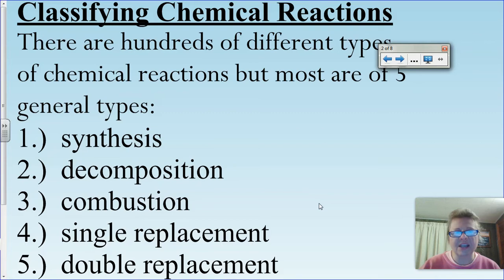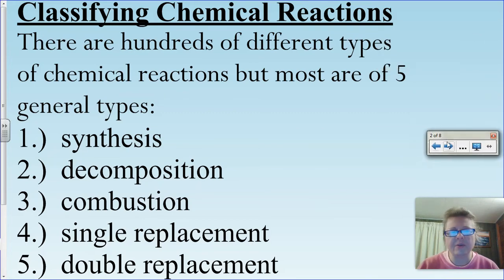And so that leads us into the 5 types of chemical reactions that we are going to be covering for the remainder of chapter 9. And hopefully you've accessed your notes because there's a batch of notes for each of the different types of reactions, and we are going to be focusing on synthesis today.